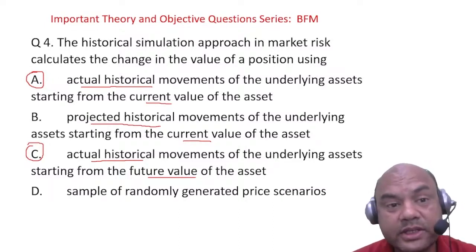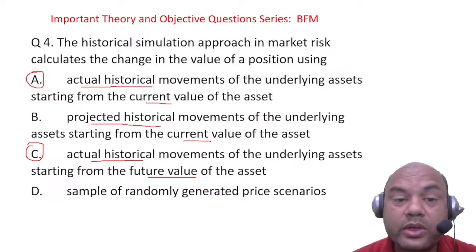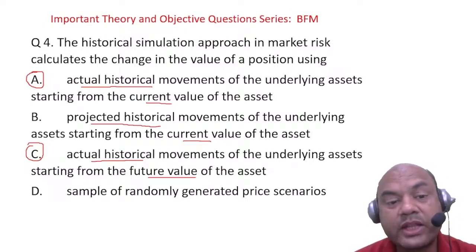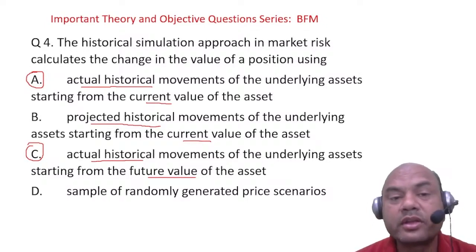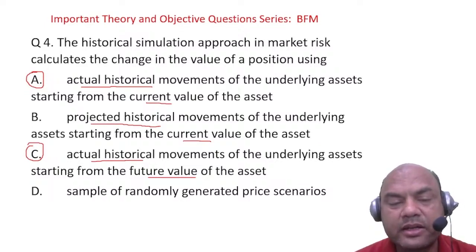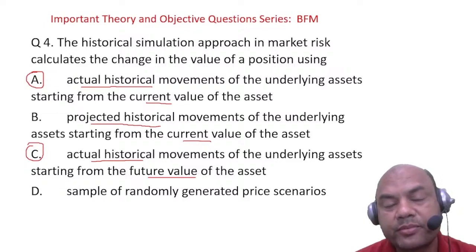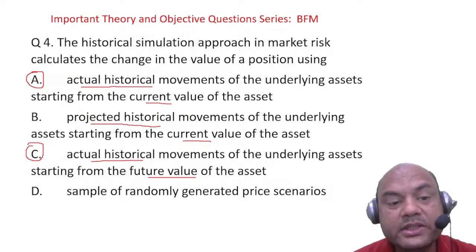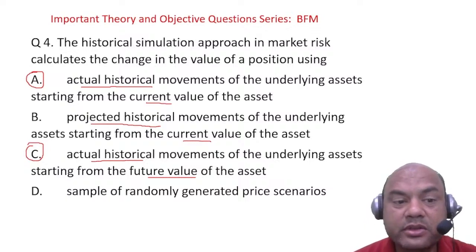Suppose you don't know the answer. In the exam it happens many times that you don't know the answer. So in that case, what will you do? You should go on with the elimination method. Elimination means randomly generated: first, eliminate that. Nothing is randomly generated in statistics. Then projected historical movements. How can the historical movements be projected? Historical movements are actual movements where we have seen the actual thing. You can't project history, right? So B is also gone.